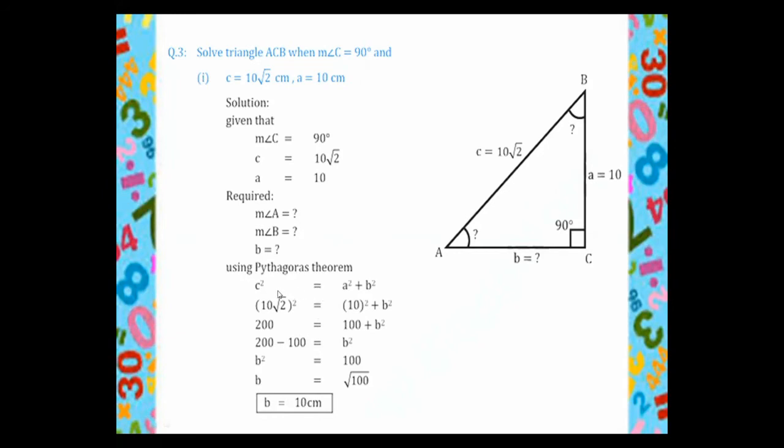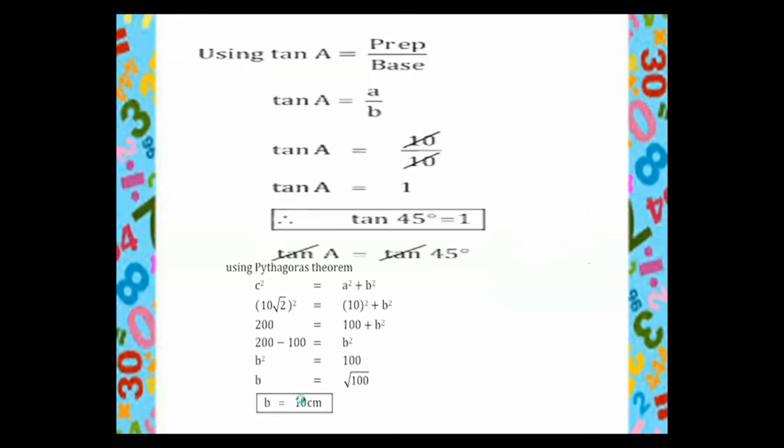So first we use the Pythagoras theorem to find B because two sides are given. So C, 10 under root 2, squared is equal to 10 squared plus B squared. 10 tens are 100, 100 multiplied by 2 you will get 200, is equal to 10 squared, which is 100, plus B squared. So 200 will remain here, and 100 will change its side and become 200 minus 100 is equal to B squared. When you subtract you will get 100. Now after taking the root, B is equal to 10 centimeters.